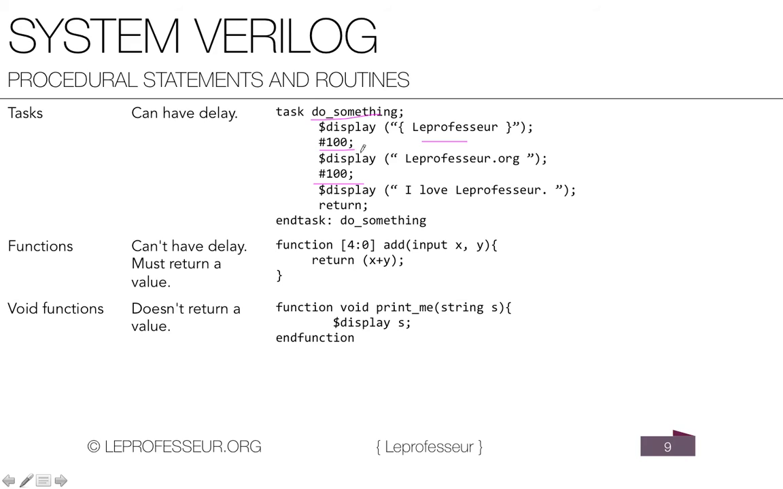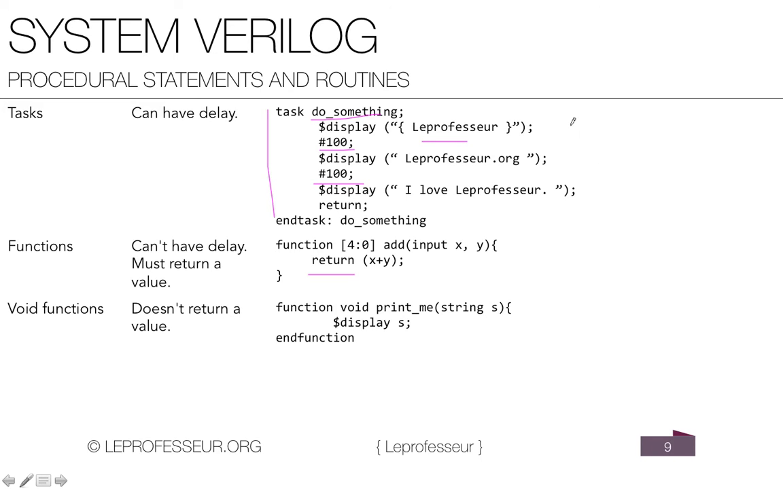But let's say you have a 100 unit delay, then after printing LEPROFESSEUR, you want to print LEPROFESSEUR.arg, and then after some delay you want to print I love LEPROFESSEUR, and then you want to return. So this becomes a task. Okay, for the function, a function must have a return. It is a must for a function that it should return a value. Otherwise, these functions are very similar to functions you have used in other programming languages. Void functions are similar to functions. Again, they don't need to return any value.